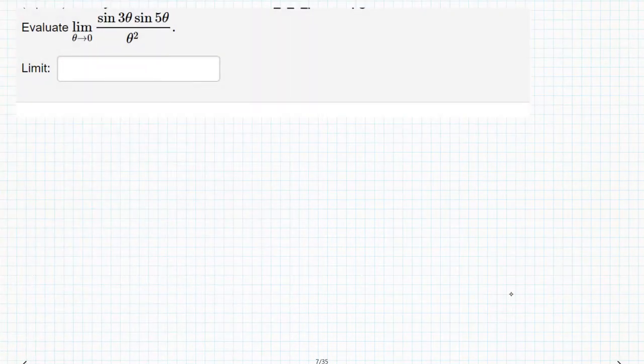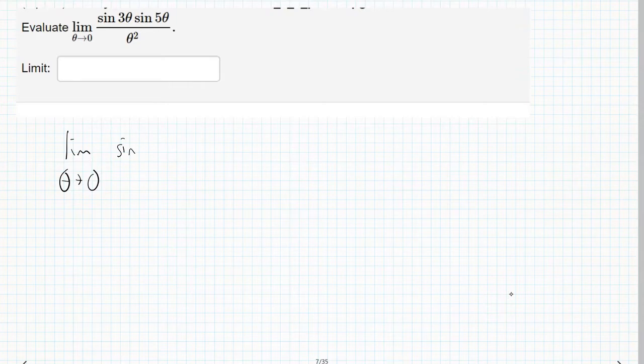Working through another one, we see evaluate the limit as theta approaches 0, sine of 3 theta times sine of 5 theta all over theta squared. One method is you could use trig limits. I'm actually going to up the game a little bit though. Let's try and use a couple things here. So we're going to use the property of continuity. Well, we don't really need that part, but we can break it up into two different limits. Notice theta squared is theta times theta, so we'll break it up into two different thetas here.